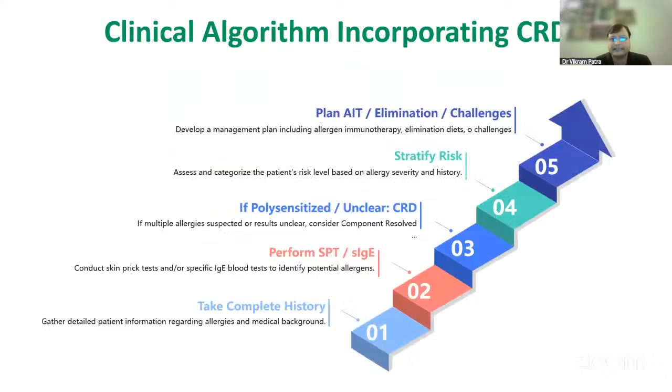Now this clinical algorithm incorporating CRD: take a complete history first, perform SPT and IgE accordingly, in correlation with the history. If the patients are polysensitized or if the situation is unclear, then go for CRD. So on the basis of CRD, you stratify the risk and plan AIT accordingly, then elimination and then challenges.